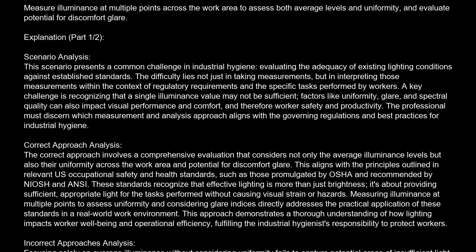Measuring illuminance at multiple points to assess uniformity and considering glare indices directly addresses the practical application of these standards in a real-world work environment. This approach demonstrates a thorough understanding of how lighting impacts worker well-being and operational efficiency, fulfilling the industrial hygienist's responsibility to protect workers. Incorrect approaches analysis.